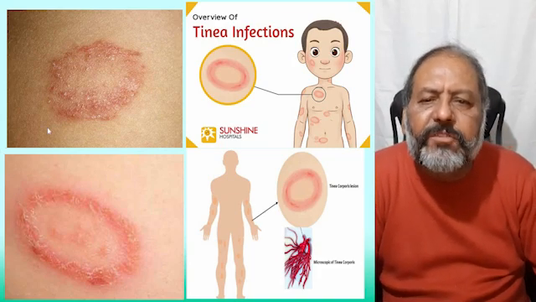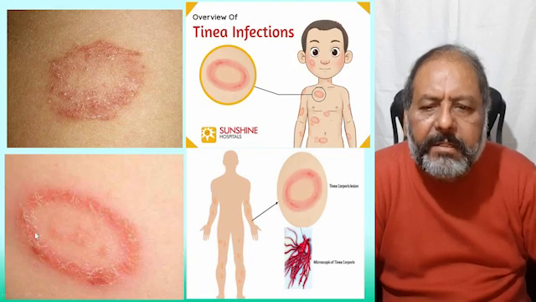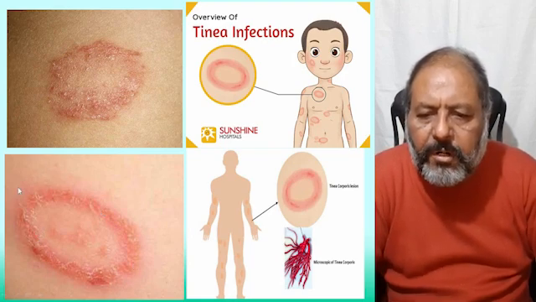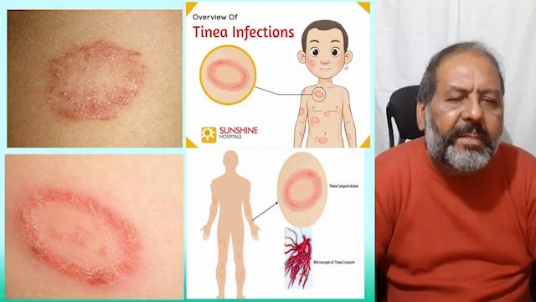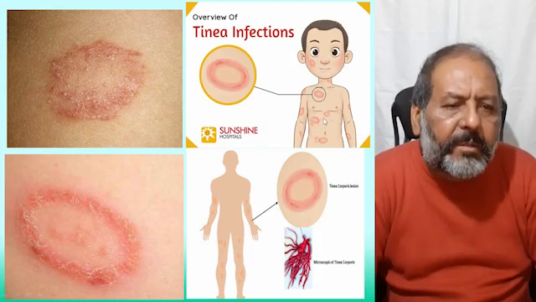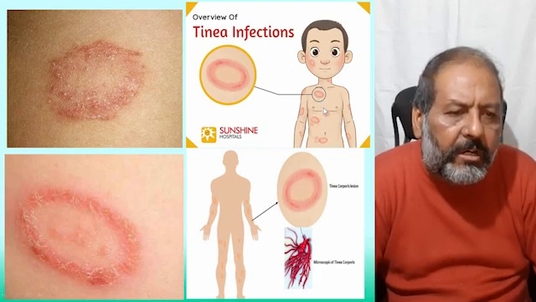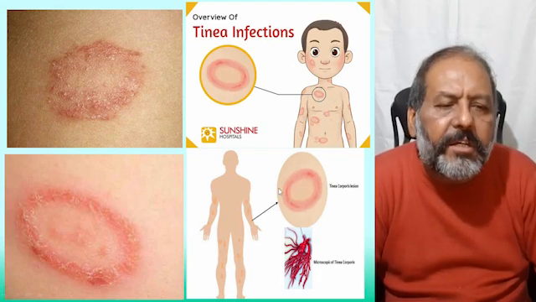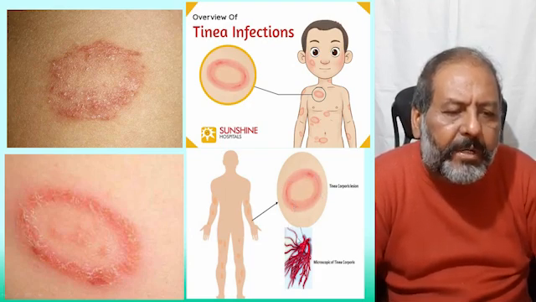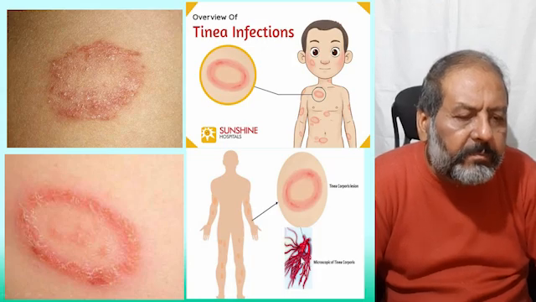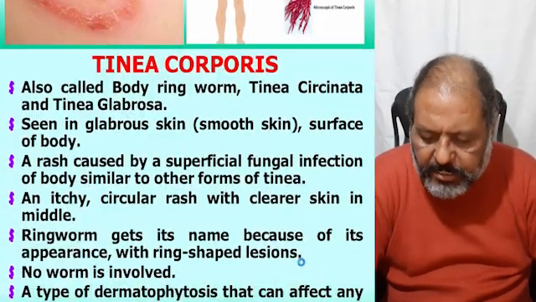So here one can see the tinea ring, that is also the ringworm or the tinea corporis, and the tinea infection can be on any part of the body mostly. When it is on different parts of the body like chest, arm, leg, it is called tinea corporis. This tinea fungal infection is caused by the dermatophyte, and these are the fungi which are responsible for the tinea corporis.